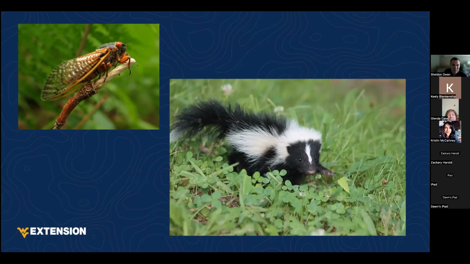Turkeys are going to be eating cicadas. Skunks will be eating cicadas. Deer may even eat cicadas if they're everywhere, if we get the emergence that they're predicting this year. So it can be a pretty interesting year, pretty fascinating. But we'll probably see an uptick in skunk damage this year.